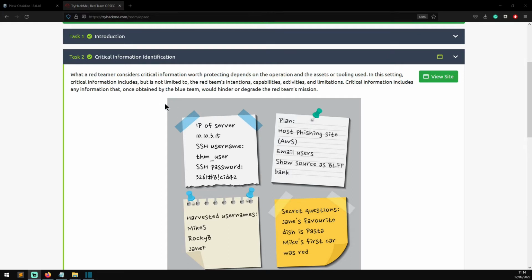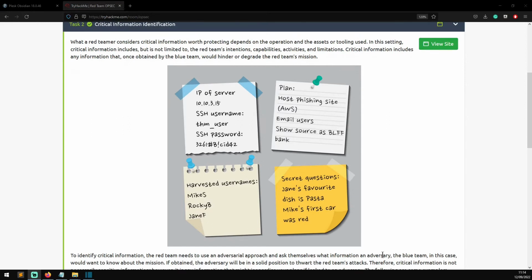You can see there we've got a nice picture showing potential sensitive information. IP addresses: if the blue team could get hold of that, they could ban it. SSH usernames and passwords, they could get in, but that's a bit naughty. Harvested usernames, they can block out those usernames. Phishing site on AWS, they could, not that they would want to, but they could block certain areas of AWS.